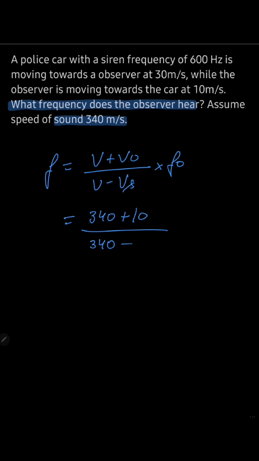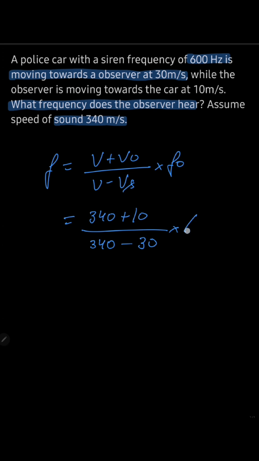Now minus is already in the formula. Vs is the velocity of source. This source is moving towards the observer at 30 meters per second, so we have to take the velocity as 30 only, the positive. Minus is already there in the formula. So we are taking this 30, into the original frequency, which is 600 Hz.